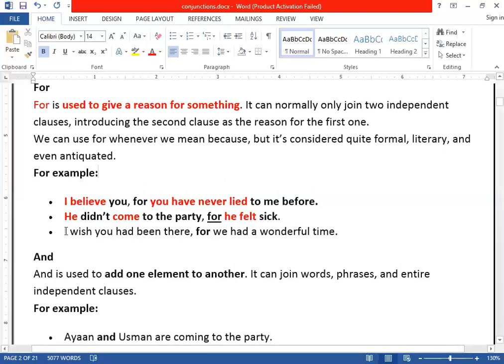I wish you had been there, for we had a wonderful time. This is one clause. This is another. I wish you had been there. Why do you wish? Because we had a wonderful time there. That is the reason. So FOR is used here as a conjunction, and this is called FOR for reason, a coordinating conjunction.